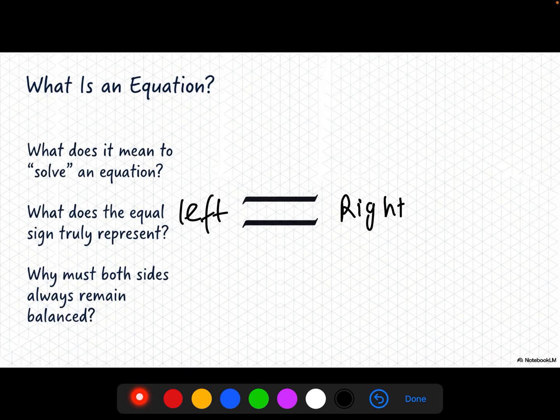And the most important rule in algebra is, if I do something to one side, I must do the same thing to the other side. So the balance never breaks. For example, if I divide the right side by 3, then I must divide the left side by 3 as well.